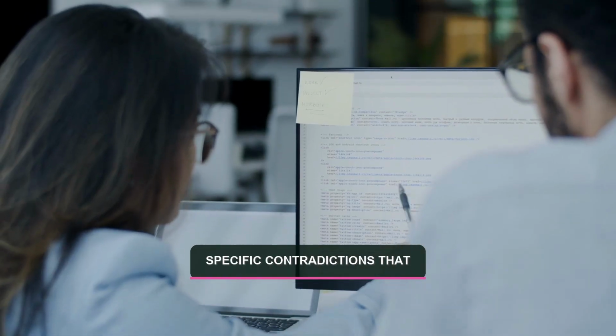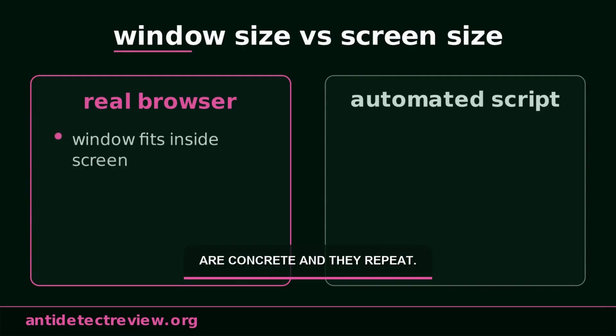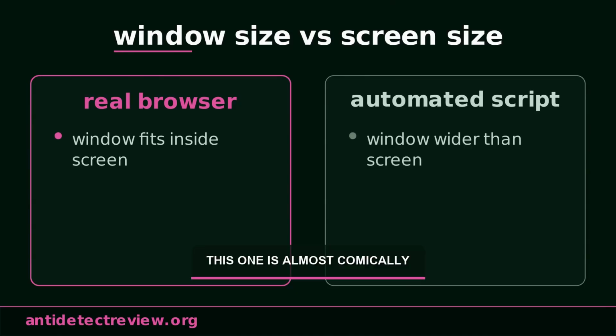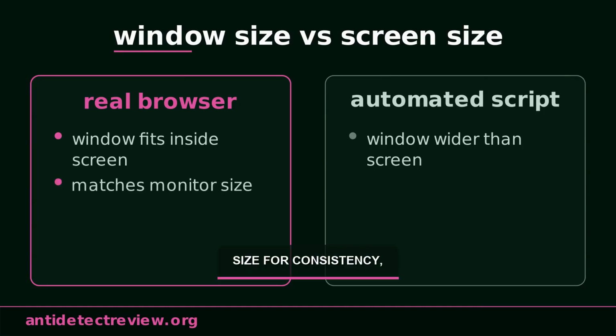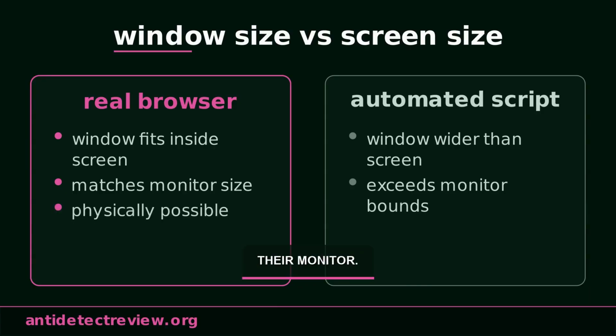Let me walk through the specific contradictions that come up most, because they are concrete and they repeat. The first is the window that is bigger than the screen. This one is almost comically common in automated setups. A script sets a window size for consistency and sets it to something larger than the reported screen. No human has ever had a browser window wider than their monitor. It is not suspicious, it is impossible, and it is trivial to check.